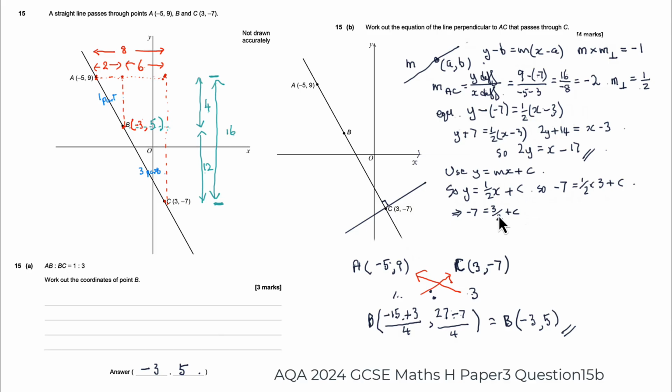So if I take 3 halves away from -14 halves, I'll find out what c is. Taking 3 halves away from negative 14 halves, that's negative 17 halves. So the equation we're after is y equals a half x minus 17 over 2. And if we double both sides, we get what we got before. Double half x and double negative 17 over 2. The 2 disappears, and that's what we had before.